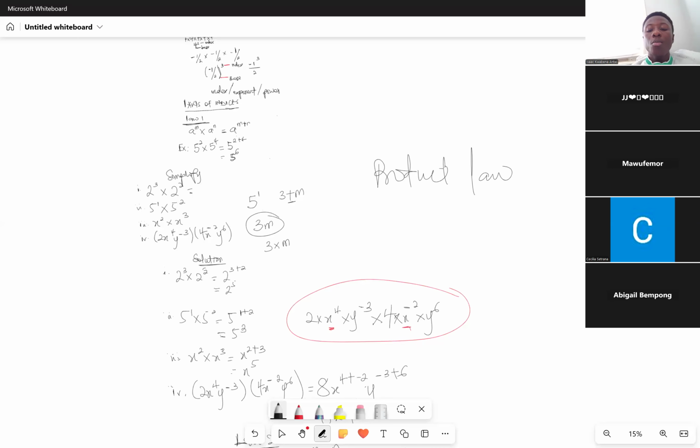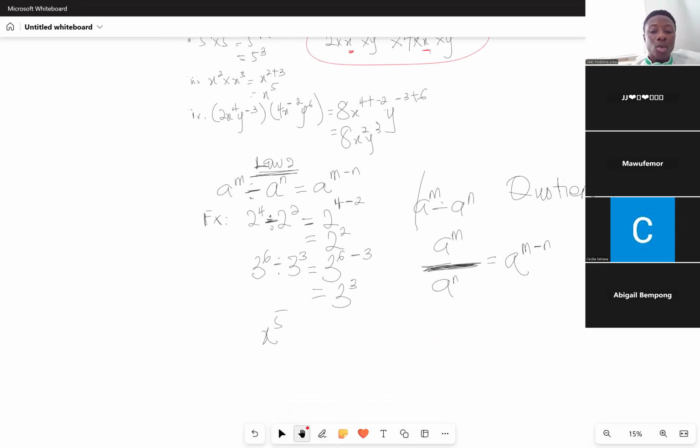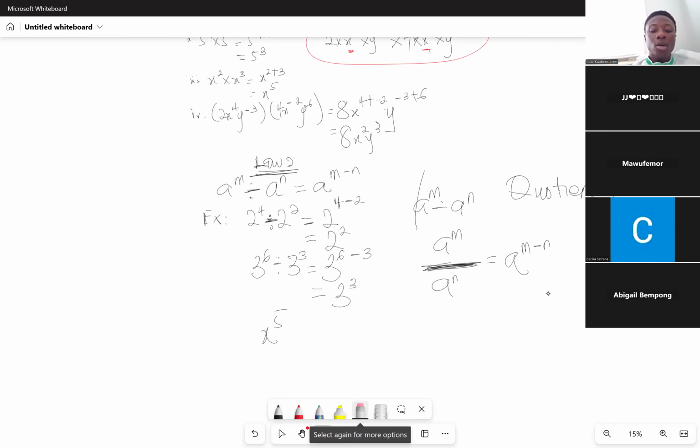Now back to the question I was making. How do you simplify x to the power of 5 over x to the power of 2?